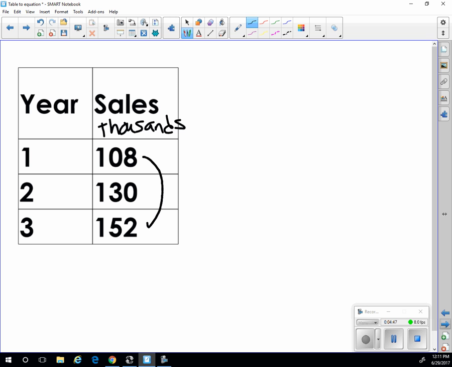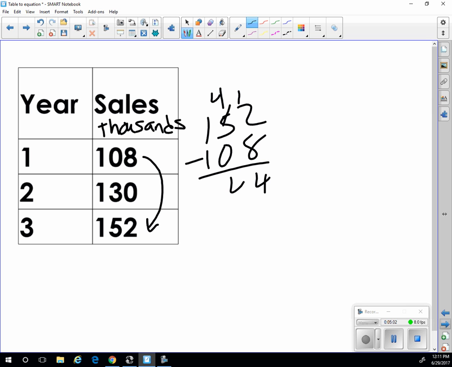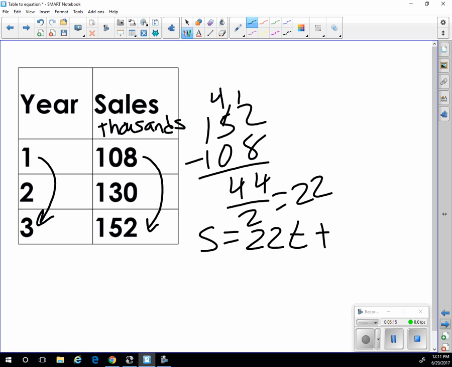Well, going from 108 to 152, let's do 152 minus 108. That gives us 12 minus 8 is 4. 4 minus 0 is 4. So it's increasing by 44 when the years are increasing by 2. Well, that's 22 every year. So we could say that the sales is equal to 22 more every year plus some starting value.